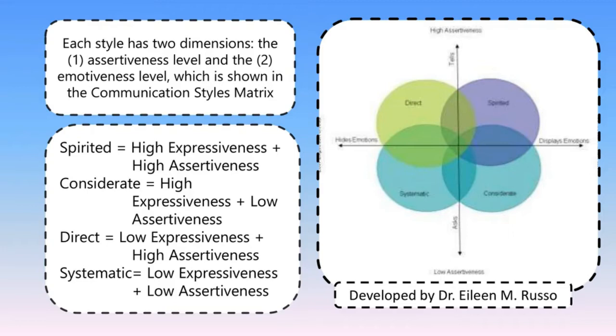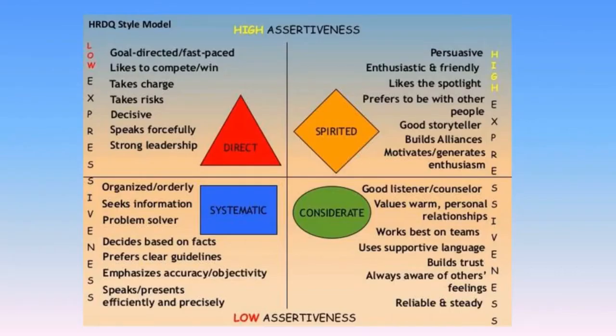By understanding if they're direct, spirited, systematic, or considerate, you can adapt your communication style to match the way they like to receive the information. Thus, the greater information will be retained. Okay, so in our dimensions, expressiveness has something to do with how you express yourself. So this is emotional. Assertiveness is how you direct other people to do a certain task. So let's have this HRDQ style model and its characteristics.